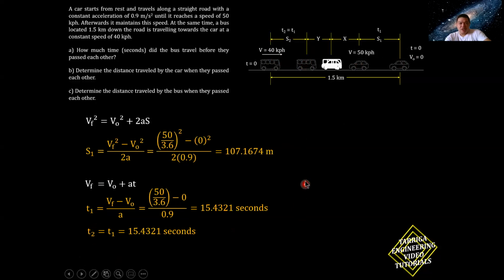Okay, so let's calculate S2. That is a constant speed formula. Velocity is equal to distance over time. If you rearrange that one, the constant speed is multiplied by T2 para makakuha ng S2. Substitute the values. Okay, gidivide ko ulit ng 3.6 to convert the kilometers per hour into meters per second. Okay, and multiply by the time here, T2, you can get 171.4678.